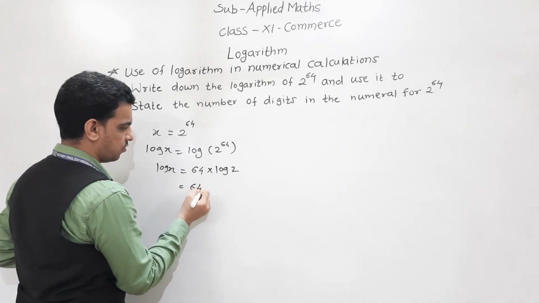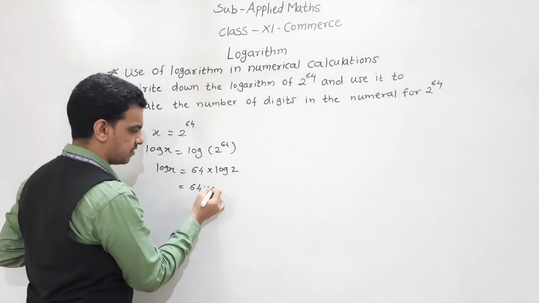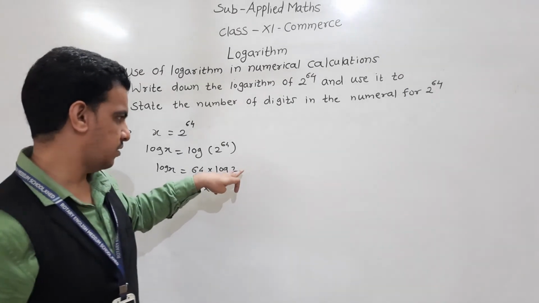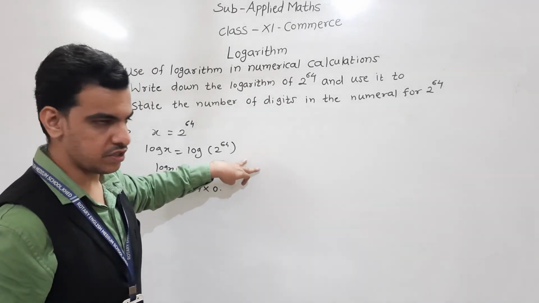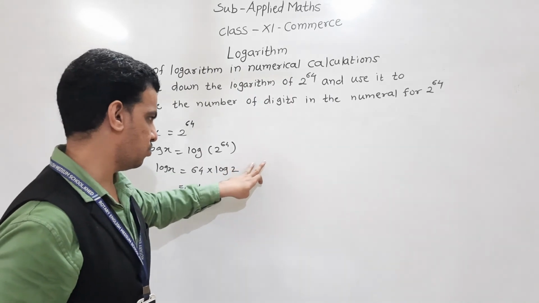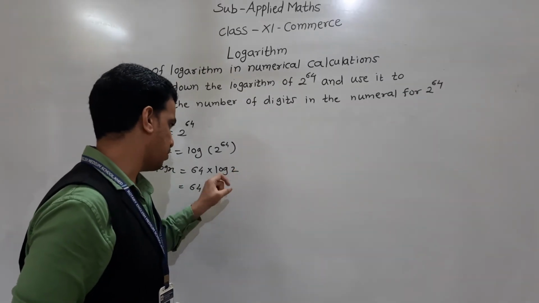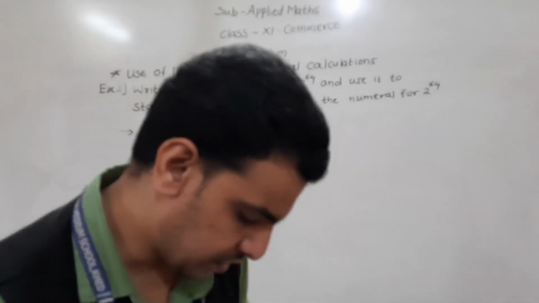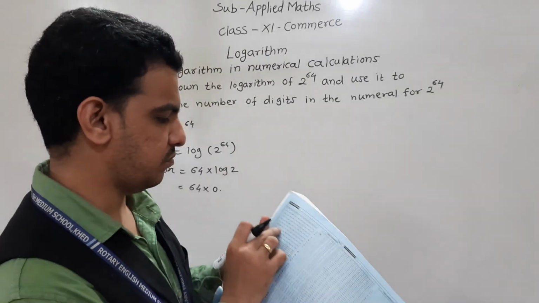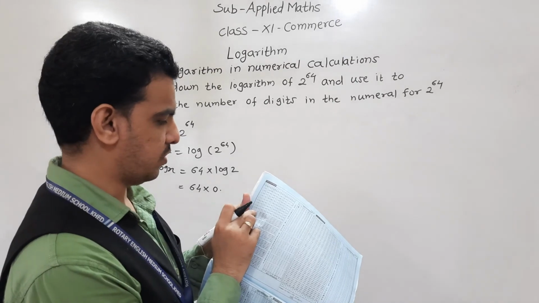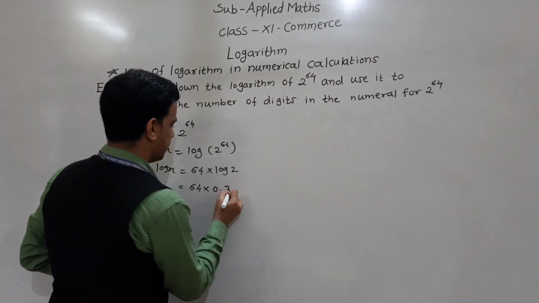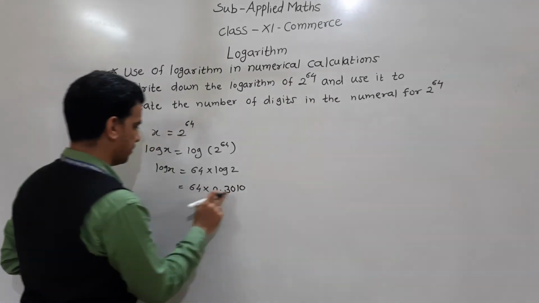So 64 multiplied by, here characteristic is 0 point. Now in log 2 is there, means we can take 0. Okay, so we have to see in row 20 and column headed by 0. So that number is 3010. So it is 0.3010. Now we have to multiply this.